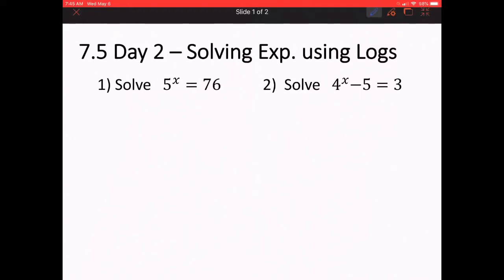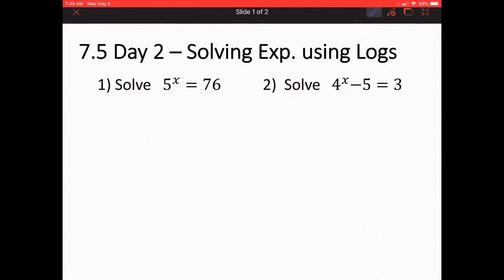Today's video is going to be solving exponential functions again, but instead of trying to get the same base like we did in the last video, today we're not going to be able to get the same base, so we're going to have to use logs. So this was the reason for learning what a log was, to be able to rewrite them, and to be able to use the properties.